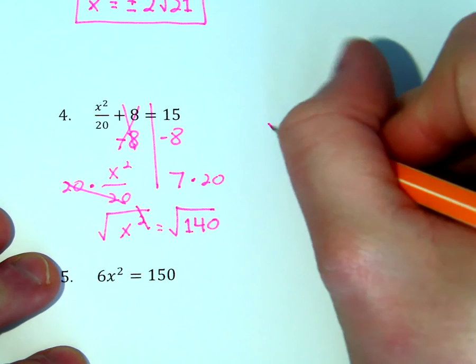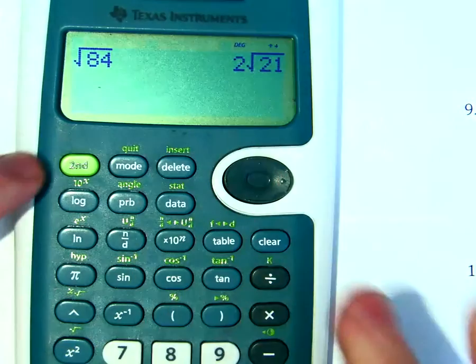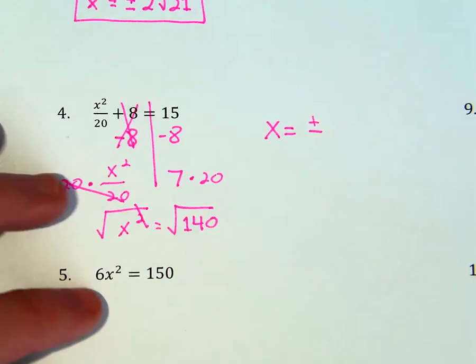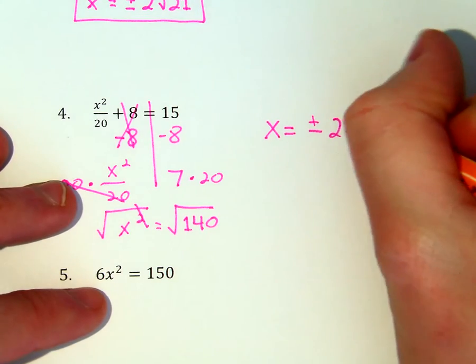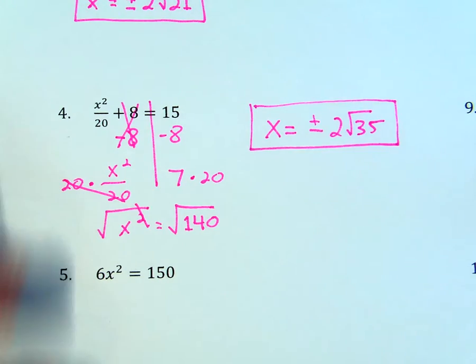And when we square root both sides, we're going to find that x equals plus or minus the square root of 140, which simplifies to 2 square roots of 35. So your final answer is x equals plus or minus 2 square roots of 35.